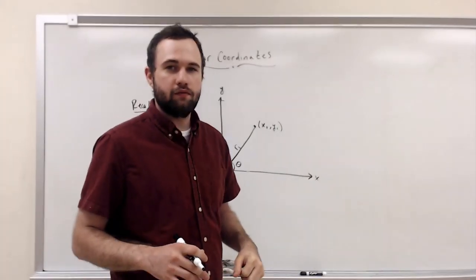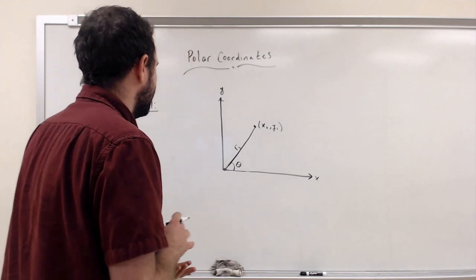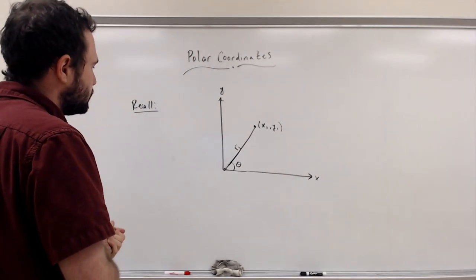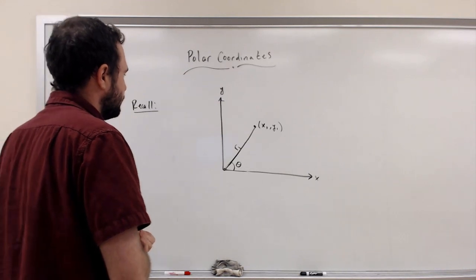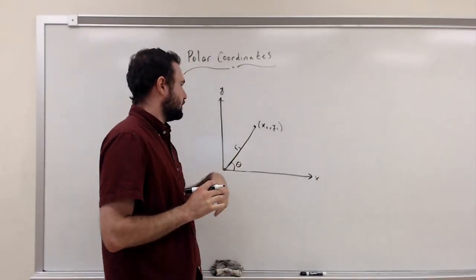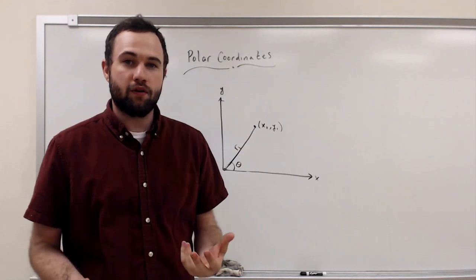Okay, hopefully we've given this some thought. Let's try converting. Let's say we're given this rectangular coordinate here. How might we convert this to something polar?